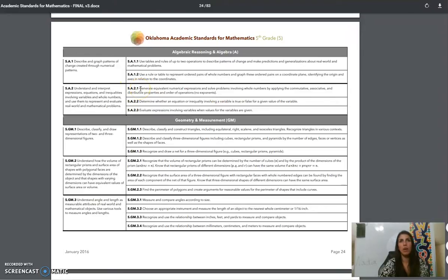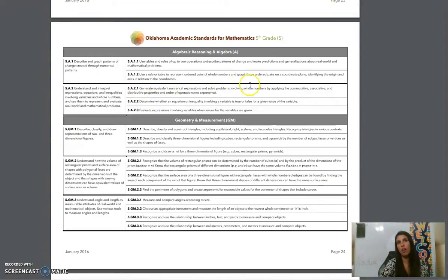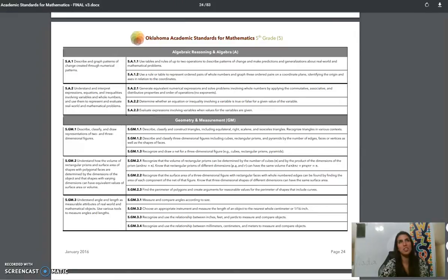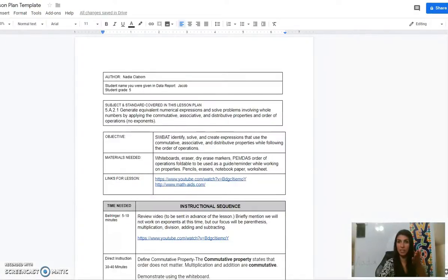Generate equivalent numerical expressions and solve problems involving whole numbers and applying the commutative, associative, and distributive properties using the order of operations. So here's the lesson that I have planned for Jacob. If you see any room for improvements in this, feel free to reach out, or if you have any areas of concern, just let me know.